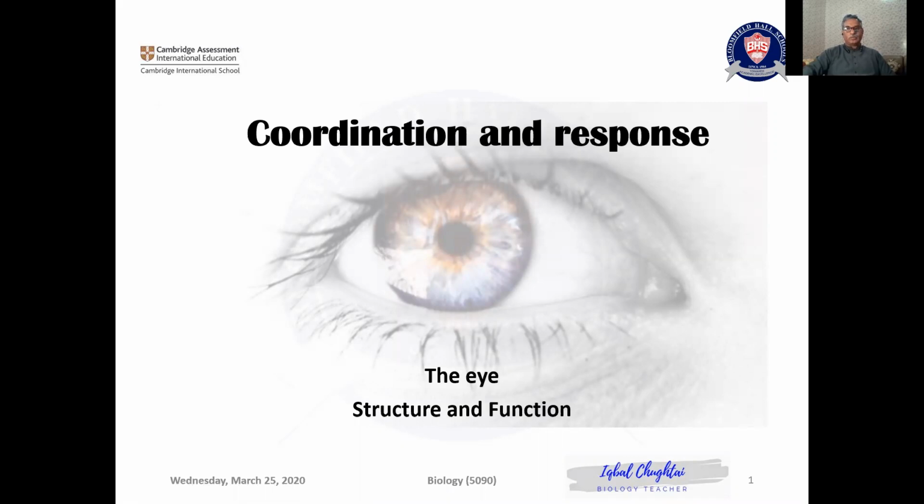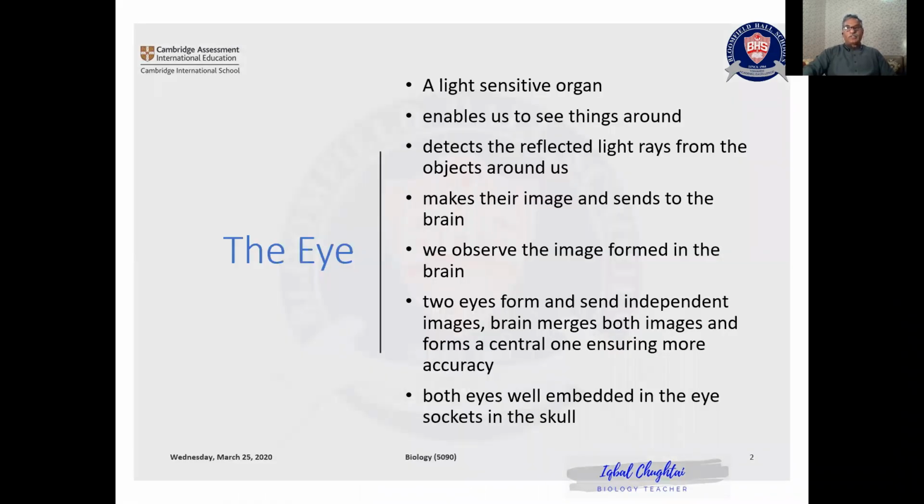Today I will be teaching you the topic eye that comes under the head of coordination and response. The eye is a light sensitive organ that enables us to see things around. How can we see things around?